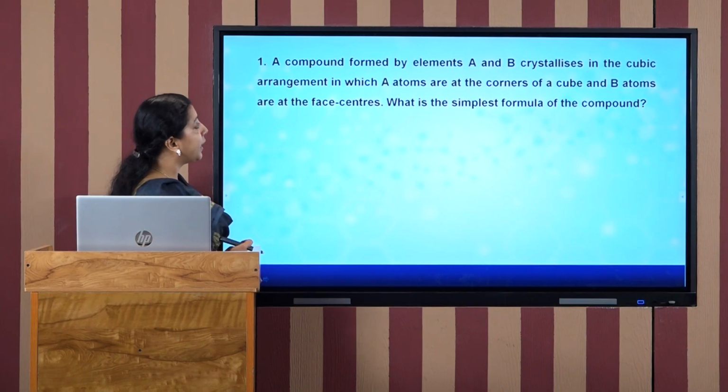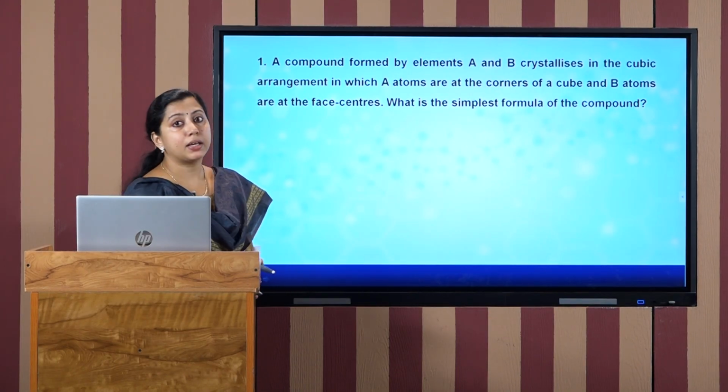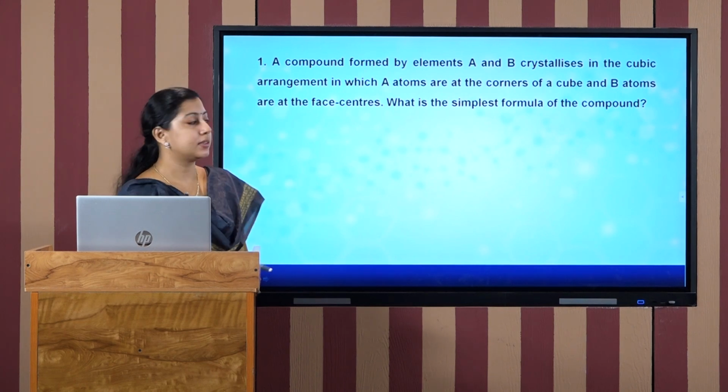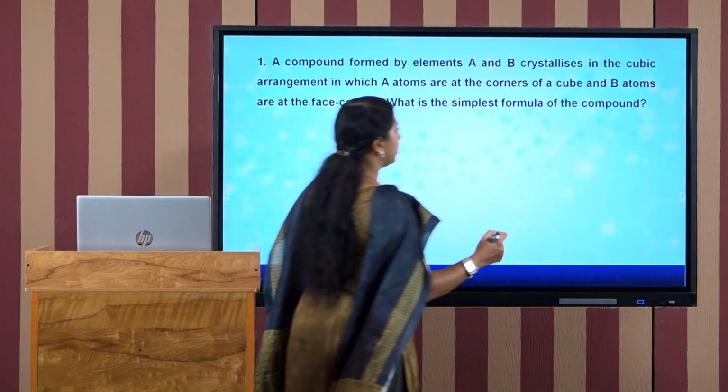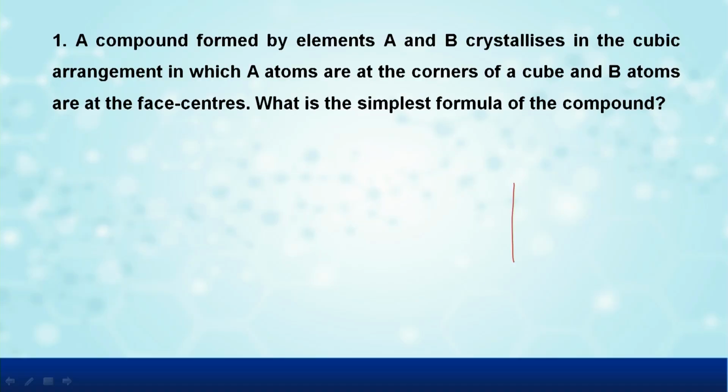And it's given that A atoms are at the corners and B atoms are at the face centers. So, let us draw a cube representing the positions of A and B. Okay. So, that will make it more clear.